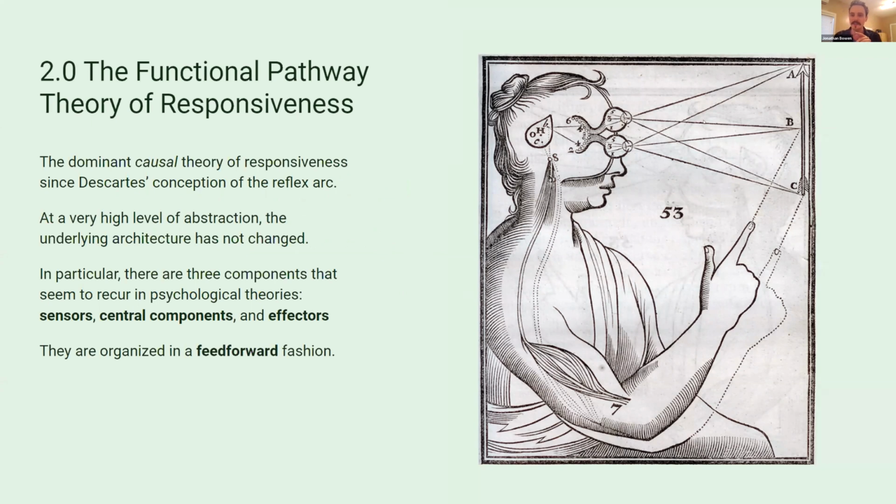And so this image is kind of quaint. We'd probably say some different things about what's going on up here in the head now, but at a very high level of abstraction, the underlying picture hasn't changed much, actually. So in particular, you always see recurring in psychological theories three components. There are always sensors, there are central components, and there are effectors. And those are arranged in a feed-forward kind of fashion.